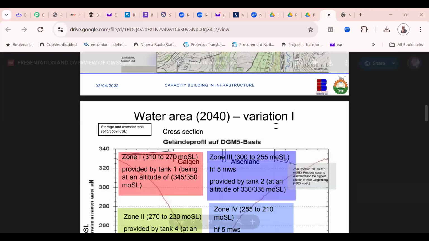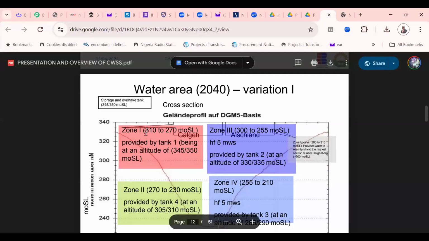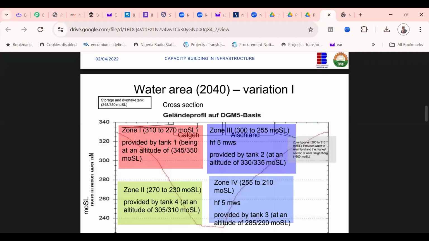So in doing your water design, you must look at the layout and see if you need to zone them. If you watch my screen, you see I'm having zone 1, zone 2, zone 3. For instance, zone 1 here says all the houses between elevation of 310 to 270, I will provide them with tank 1. And that tank 1 will be at this altitude, so the altitude of tank 1 will be at 345 or 350. By the time you supply 350 minus 310, you'll be getting 40 bars. 40 bars is very good. Each floor is about 0.5 bars. So 40 bars means you can build an 8-story building.